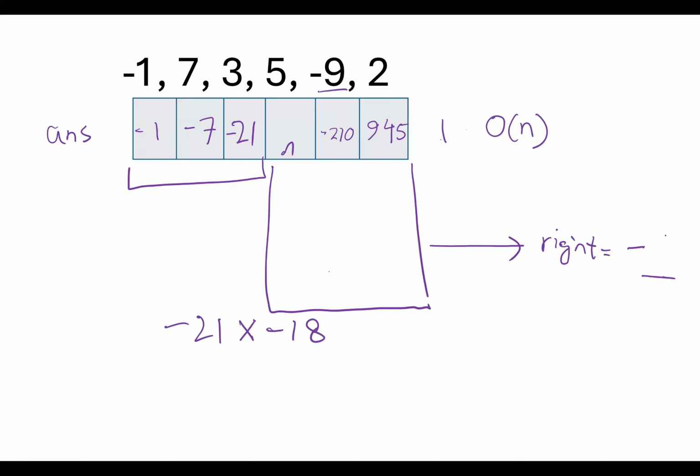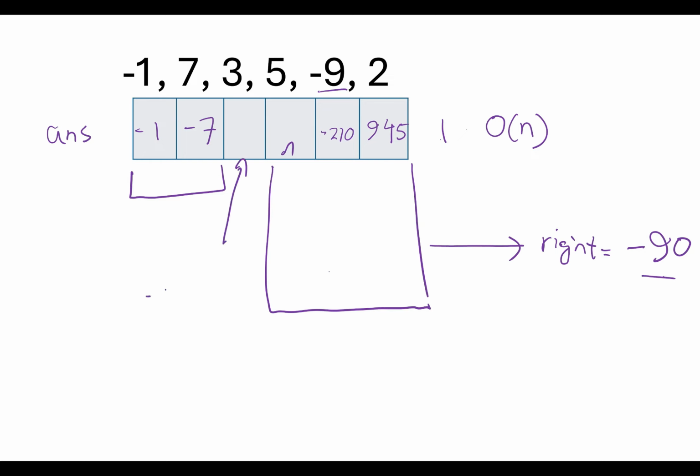So right is now going to be -90. And everything here, that is -7, right? So next, here goes -7 into -90.